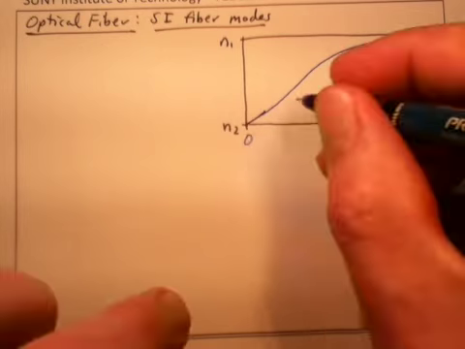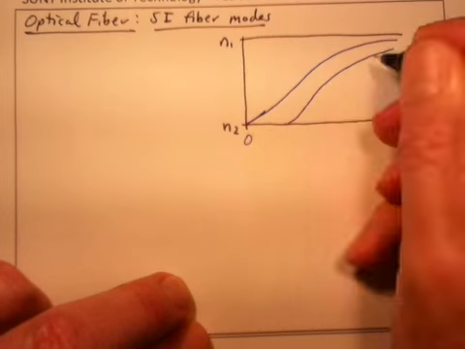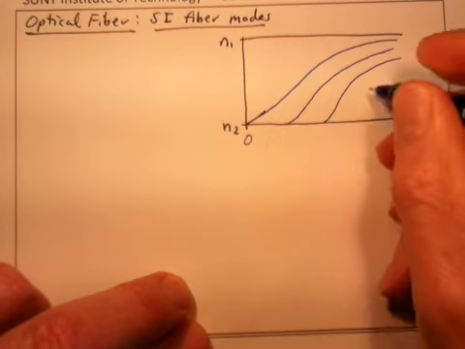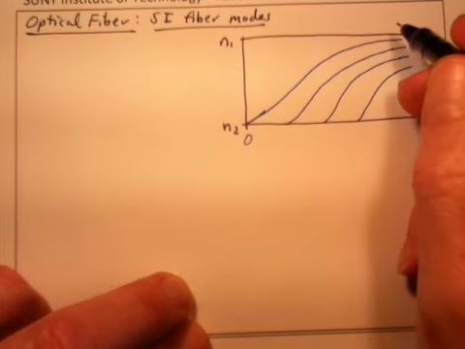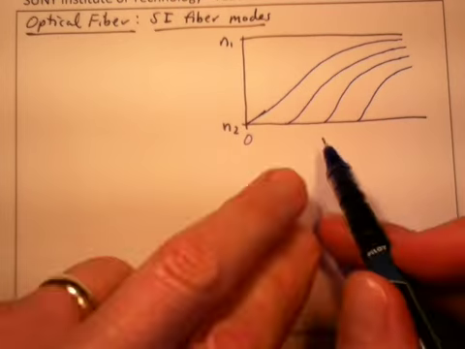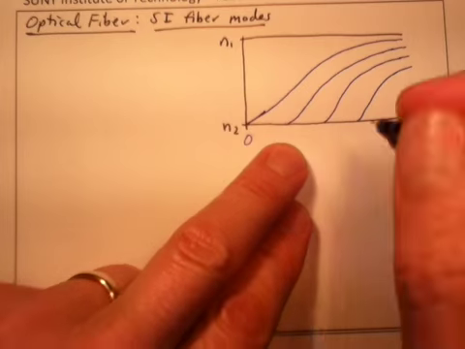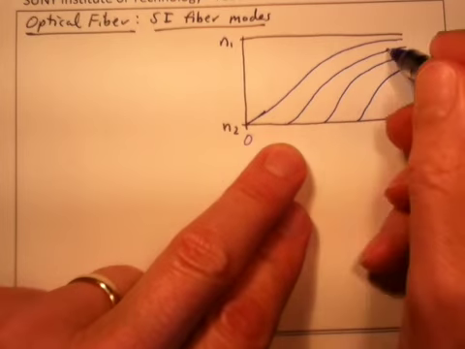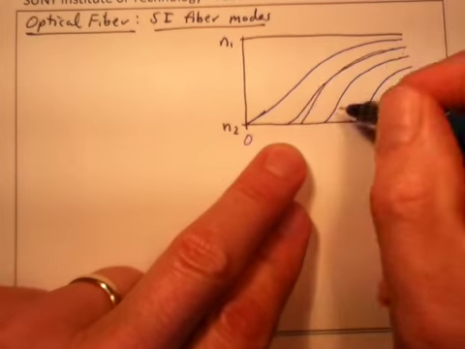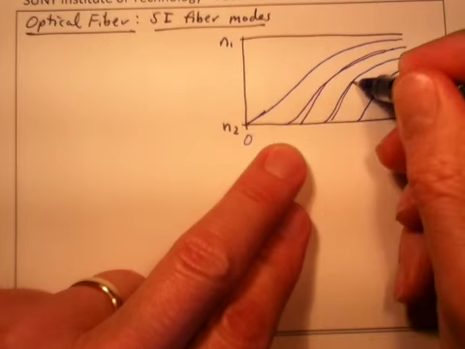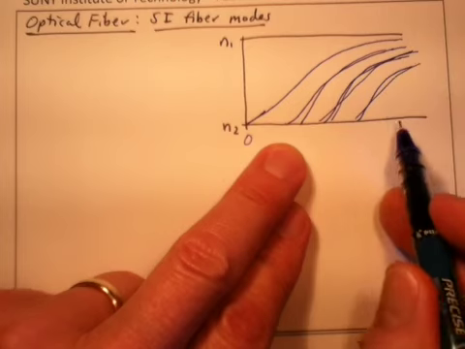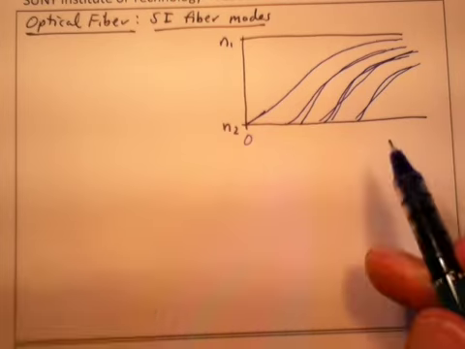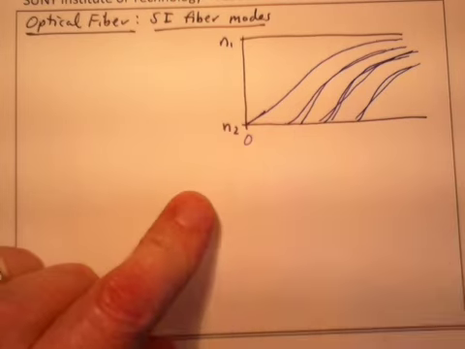And then various other modes come up very much like in the slab geometry. However, it turns out that the mode diagram is complicated by multiple types of modes, and so we get a bunch of different mode curves here. And this is sort of schematic at this point.